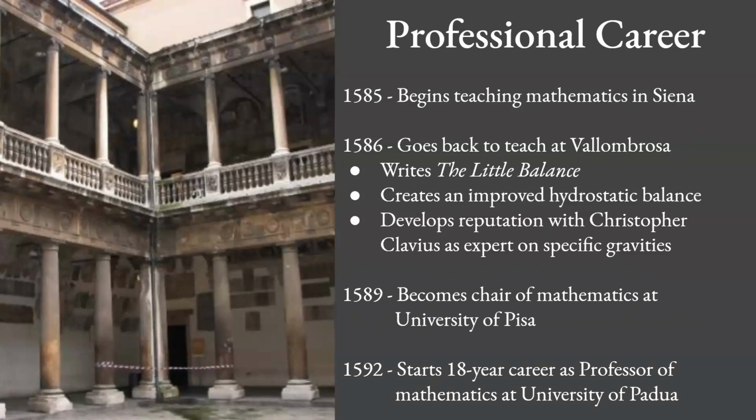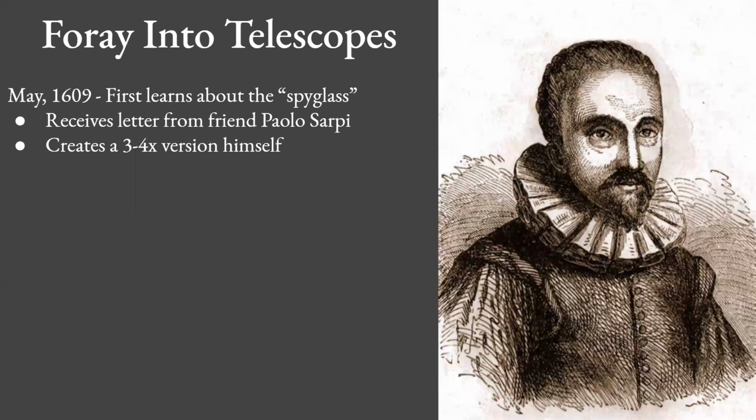A few years later, he lands a really nice gig at the University of Padua. Again, he's really built up his reputation with that relationship with Christopher Clavius, and he's become this big expert on specific gravities and finding the center of mass of different shapes. For 18 years, he'd be there, and while he's there, he eventually gets a letter from a friend, Paolo Sarpi, talking about this spyglass. This is the very device developed by Lippershey that you may have seen in the previous presentation for this course.